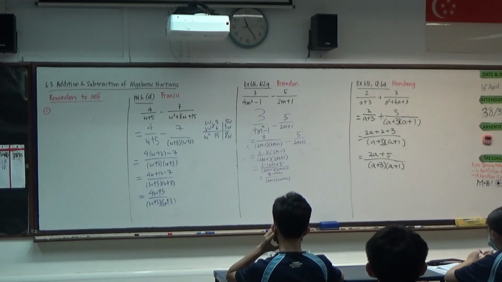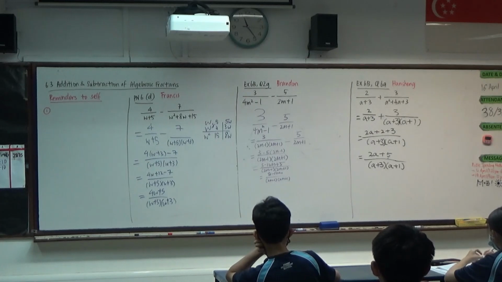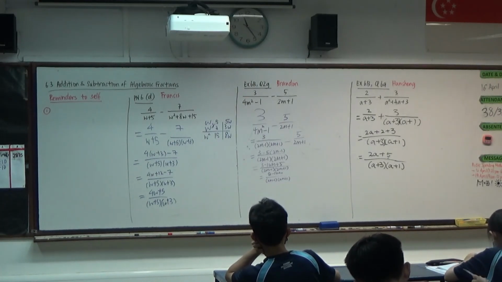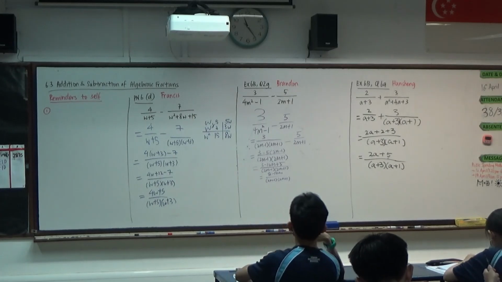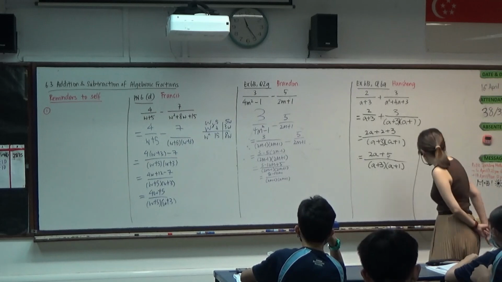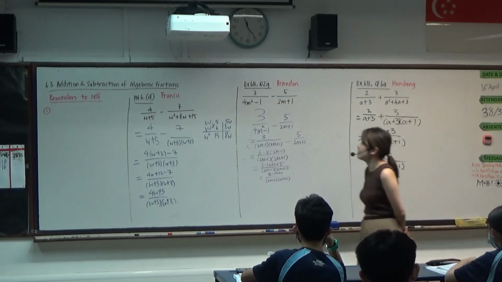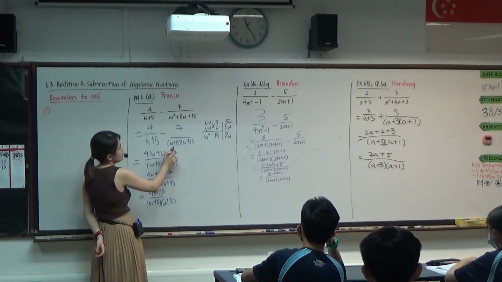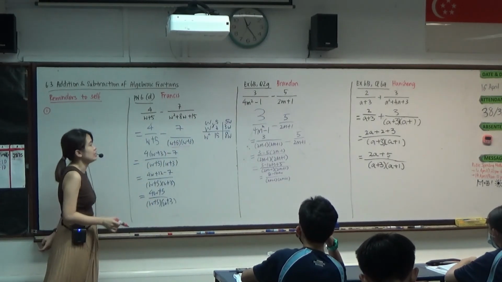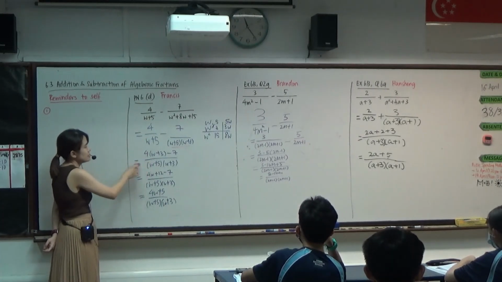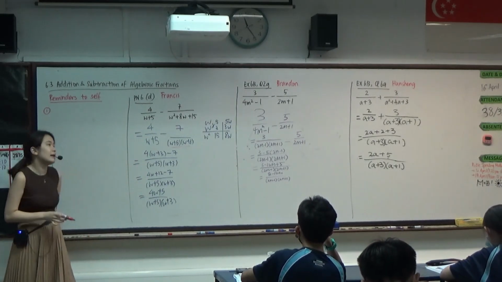Are they all correct? Any particular question that I will need to go through? Okay, so we see that all of them have done the factorization of the denominator. So given this, we factorize this. Then after that, try to multiply with whatever is missing onto the numerator, and then we get our answer.